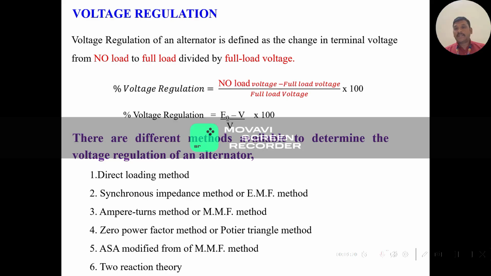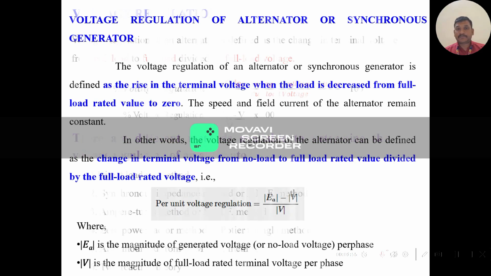And to find the voltage regulation of an alternator, we use different kinds of methods: the direct loading method, the synchronous impedance method, which is called the EMF method, the ampere turns method, which is called the MMF method, and the zero power factor or Potier triangle method. Then the ASA modified MMF method and the two reaction theory. So based on these available tests, we can find the voltage regulation of the alternator.